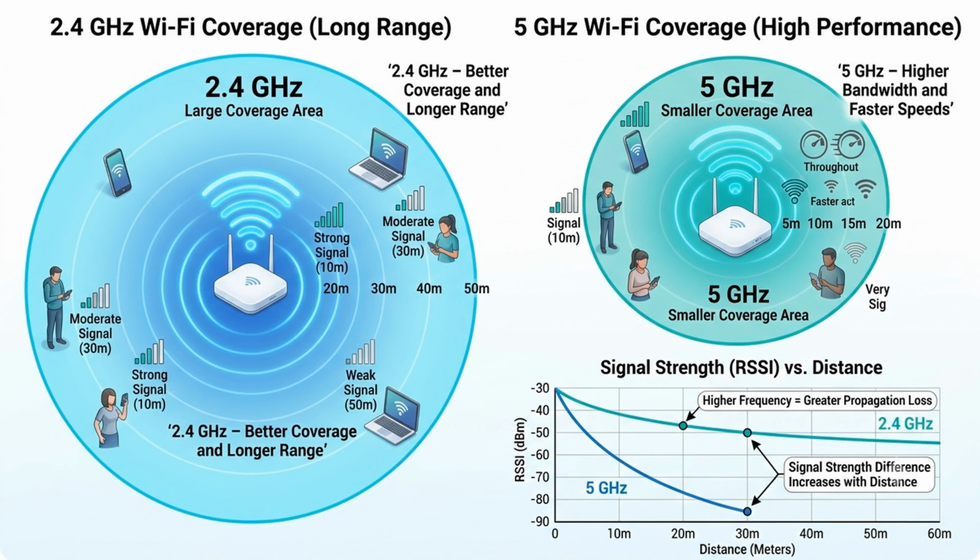From the last example, 2.4 GHz provides better coverage over longer distances. 5 GHz offers higher bandwidth but experiences greater propagation loss. As distance increases, the difference between 2.4 GHz and 5 GHz signal strength becomes more noticeable.